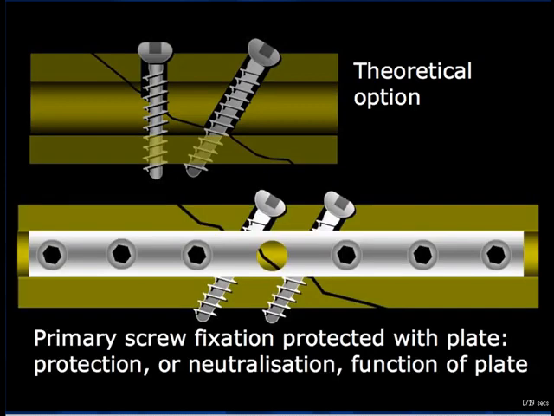The other option is to produce maximal desirable interfragmentary compression with 1 or more screws perpendicular to the fracture plane, and then achieve resistance to shear by using a plate to protect the primary screw fixation, the so-called protection or neutralization function of the plate.